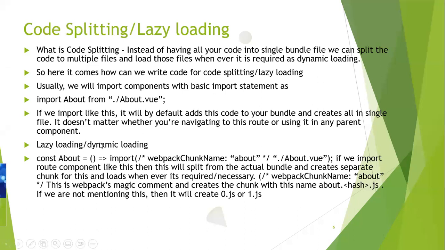Here comes lazy loading or dynamic loading. Instead of importing like this, you import const About, this is ES6 syntax, with webpackChunkName about. These are the magic comments from Webpack. Here you are defining that your bundle file name for the about.view is something like about.bundle.js. Here we have to mention the path. If you are not giving these Webpack magic comments, it will be something like 0.js or 1.js, based on how many dynamic files you are loading.